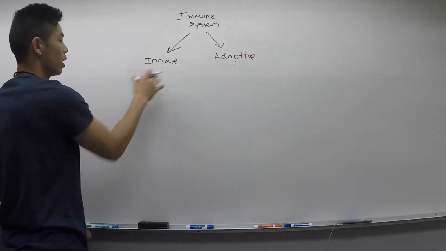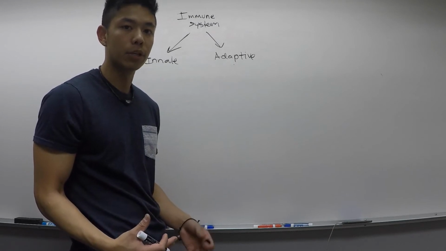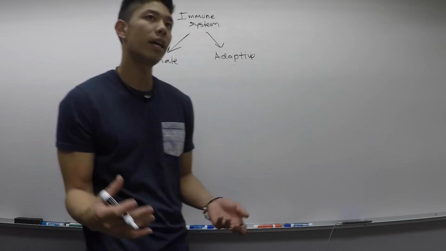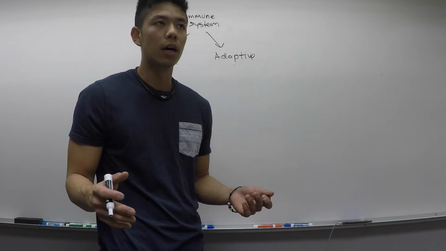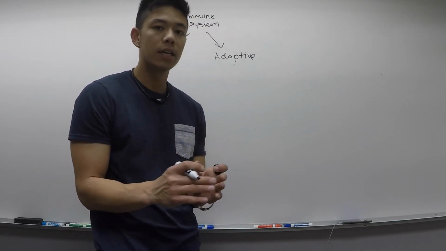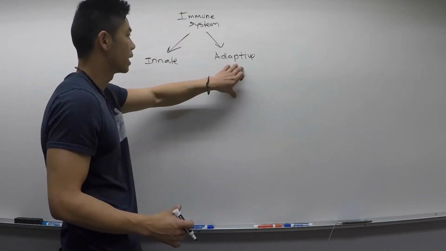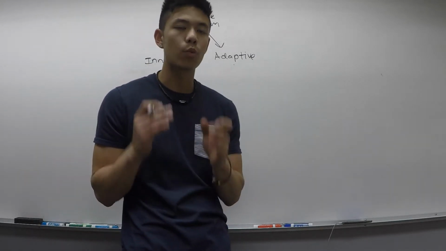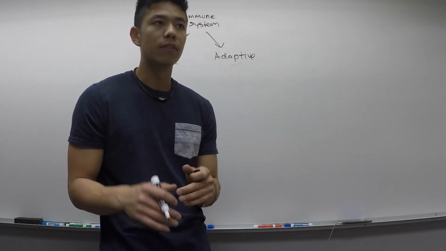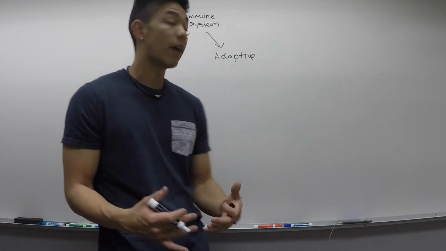Our innate is going to be our non-specific. The cells that the innate system produces can fight against various types of infections or bacteria. They're not going to have a specific type of antigen that they're trying to attack. Whereas our adaptive cells are going to want to attack one different type of cell, bacterial cell, or infection.